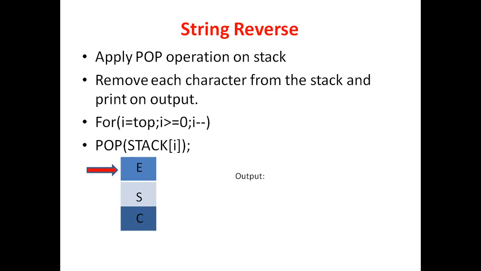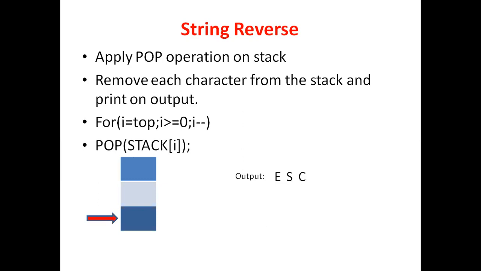Initially E is popped from the stack and printed on output. Then top is decremented by 1, that is S. Again S is popped from the stack and printed on output. Again the top value is decremented, indicating the letter C. Now only one element is there, that is C. So C is the top. Again I want to pop the top element from the stack and print it on output.